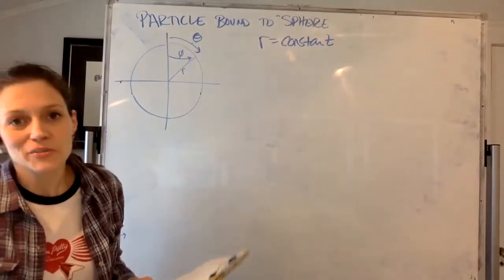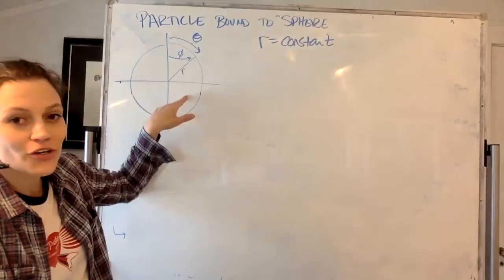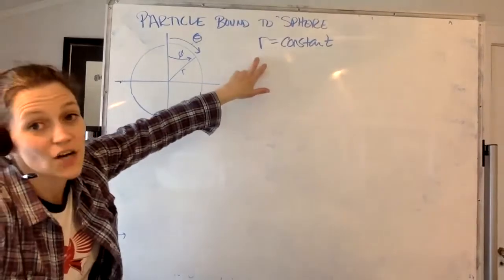Okay, now we're finally to particle bound to a sphere. And so I'm going to introduce some Cartesian coordinates. I know we talked about those in class, but I'm going to do it again here. And I want to emphasize that r is constant.